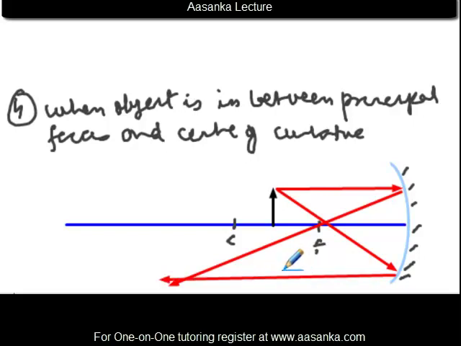Now where they cut is the point where the tip image will be formed and rest will be here. So the image of this is formed like this, inverted. It's real because you can take it on screen, and it is enlarged. You can see this is smaller and the image is bigger, and it's formed beyond radius of curvature. It's formed somewhere here.